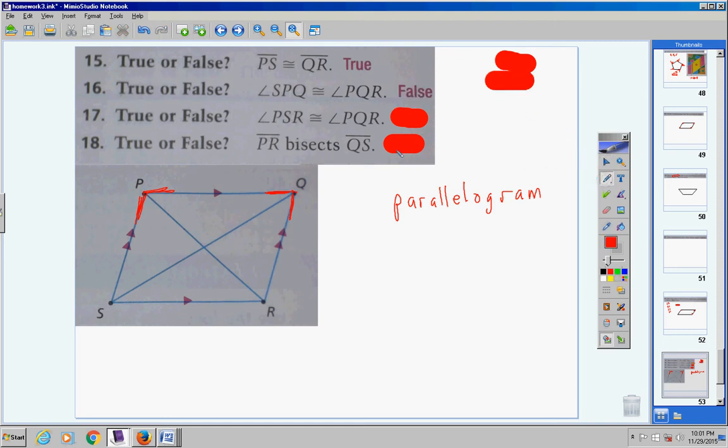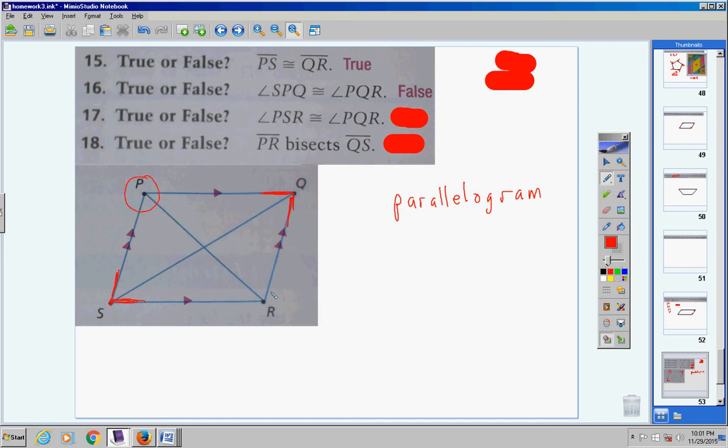Number 17, angles PSR. This angle here, PSR, and angle PQR are congruent. Well, of course that's true. If you have a parallelogram, then opposite angles are always congruent.